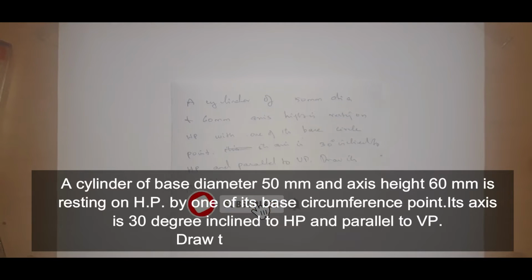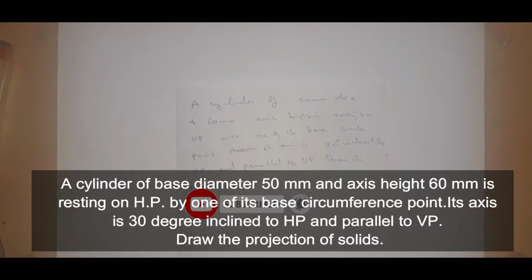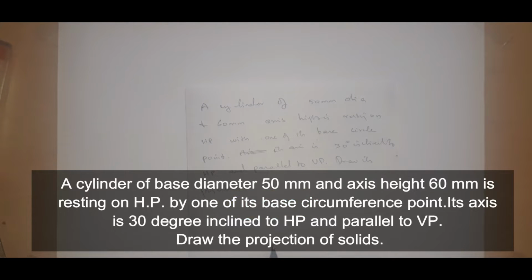Hello students. So this is another solid projection problem. It is a kind of cylinder. So a cylinder is also one kind of prism, so we can take it as a prism only. So how will the cylinder look?